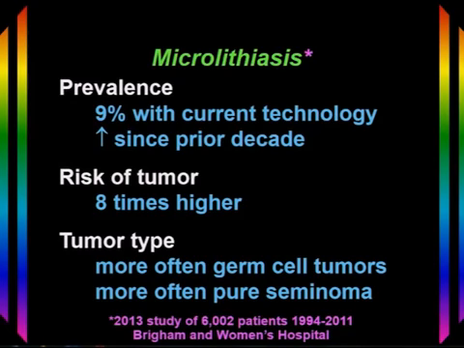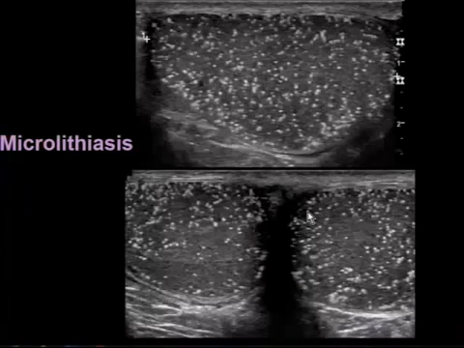The risk of malignant tumors in patients with microlithiasis is 8 times higher than those without microlithiasis. And typically, the tumors are more often germ cell tumors and more often pure seminomas than are tumors in patients without microlithiasis. And these numbers are based on a study we did of over 6,000 patients at Brigham and Women's Hospital.